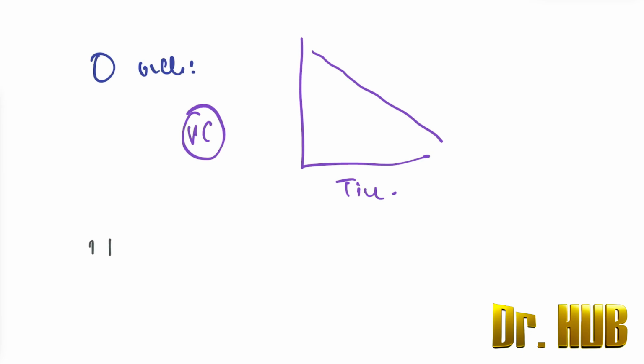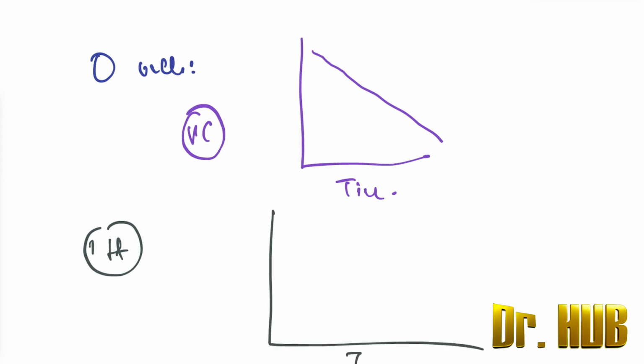Next, when you look at the first order kinetics, there is the x axis, which is the time, and the y axis, which is the plasma concentration. Here a decreasing slope is seen in terms of the first order kinetics.